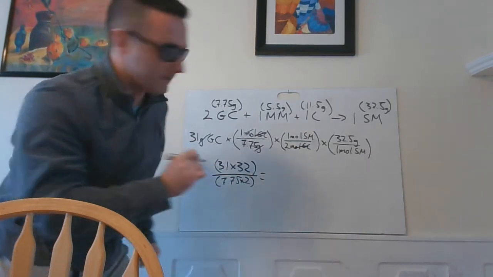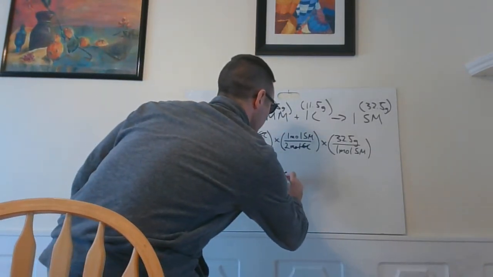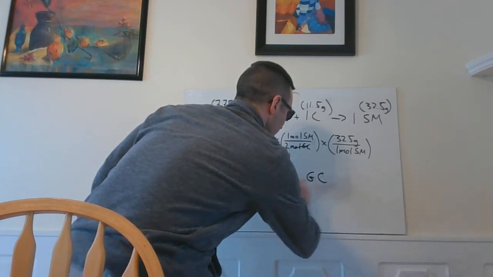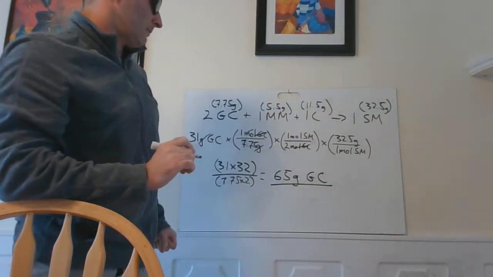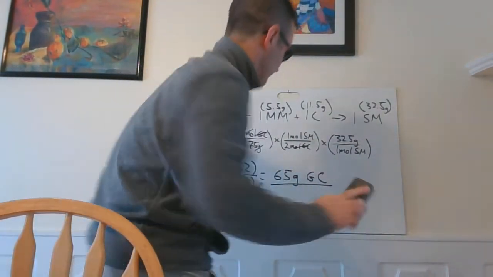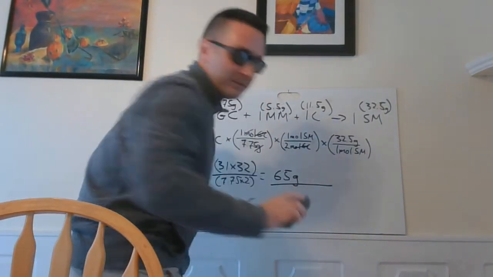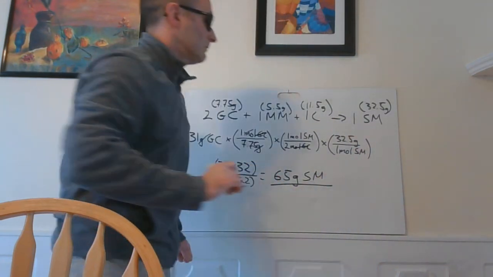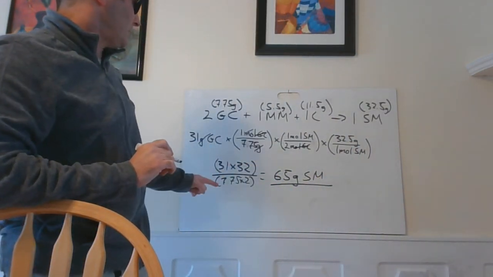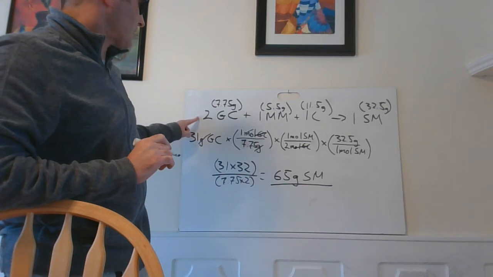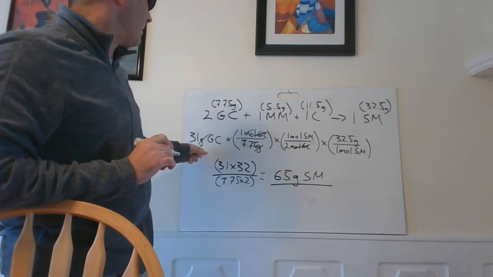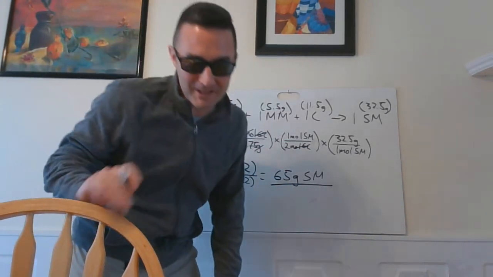And when you do that, that should come up with 65 grams of s'mores get made. Sorry, s'mores. Jeez, am I an adult or what, guys? Oh, I doubled it. Because I started off with having to do 2 graham crackers, 2 moles. Oh, it makes sense now, doesn't it?